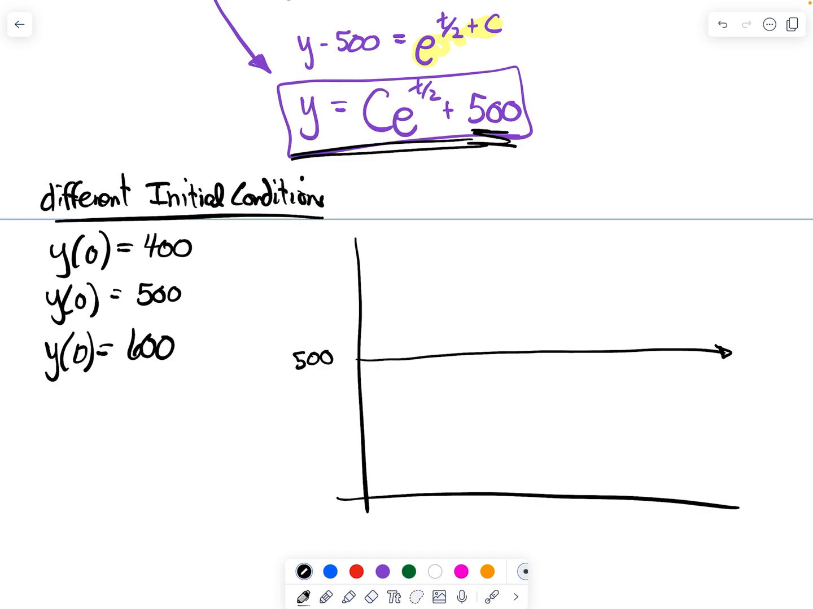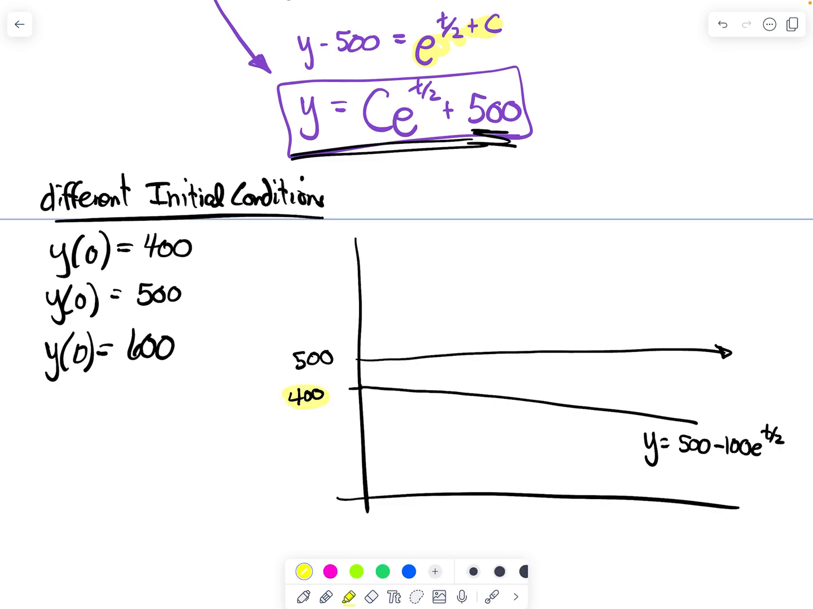If you have something lower, if your initial condition is 400, and this could be milligrams or liters or whatever, it looks as if that starts to degrade. That's y equals 500 minus 100 e to the t over 2. Why do you say that? When we put in a 400 and find the initial condition, you will get that constant to be negative 100.